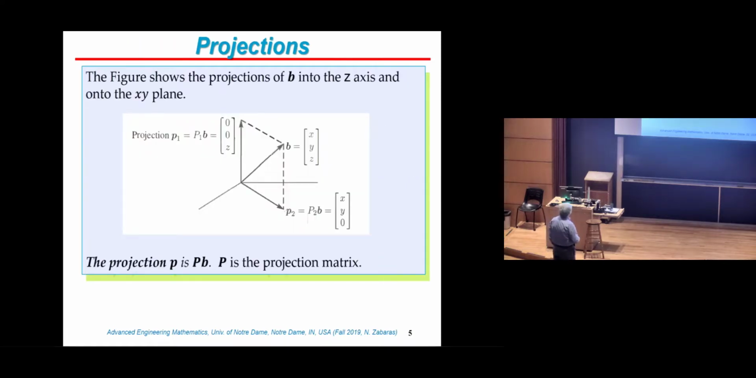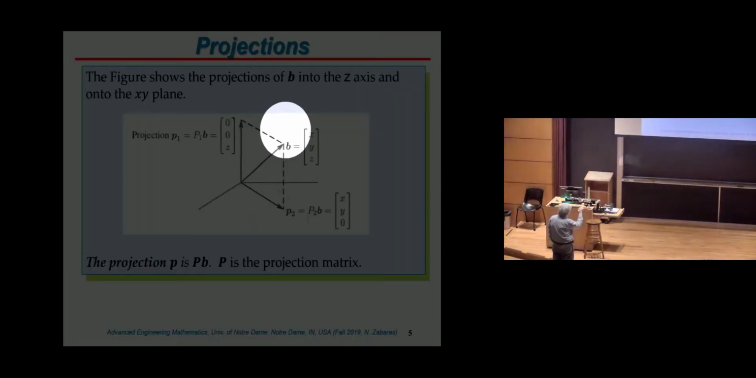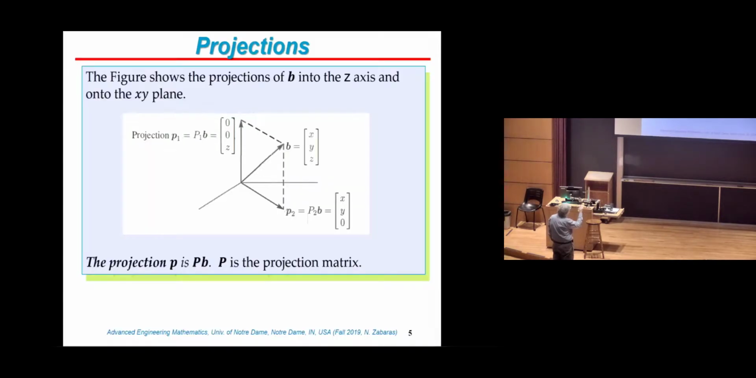OK, so let's do some examples. Trivial things, just geometrical, to get a sense of what is going on. I'm going to start with a vector in 3 dimensions, x, y, z. And I'm going to take a projection of this to the z-axis. I'm going to give you this matrix P1, what it looks like. But let's start with the result first. Will you agree that if you have a vector and you want to project on the z-axis, the projection is 0, 0, z?